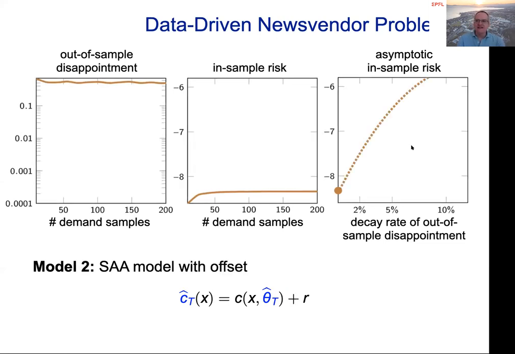Now, as a naive remedy, to ensure that the out-of-sample disappointment actually decays with T, we could add a positive bias term, R, to the SAA objective. The corresponding conservative predictors are visualized by the dashed brown line in the right chart. For R equals zero, we recover the normal SAA model, and as R grows, the decay rate of the out-of-sample disappointment grows. That is, the out-of-sample disappointment now actually converges to zero at an exponential rate. But that comes at the expense of a higher in-sample risk.